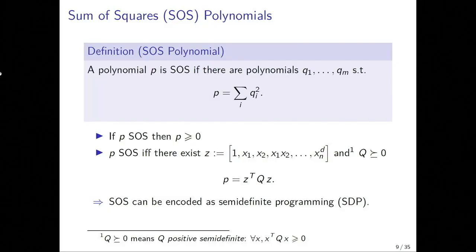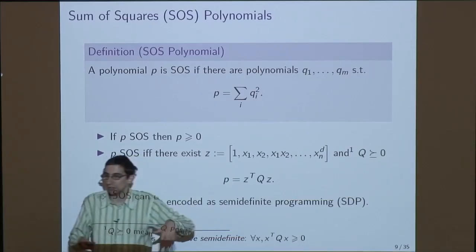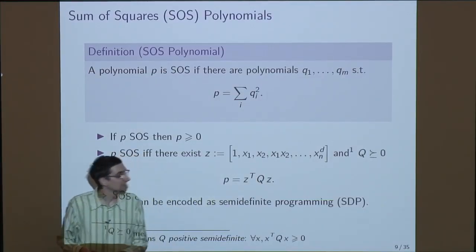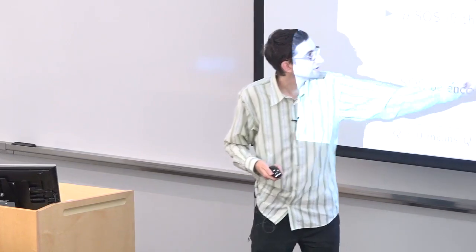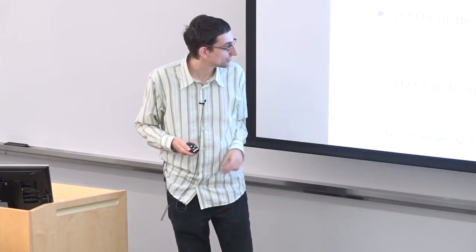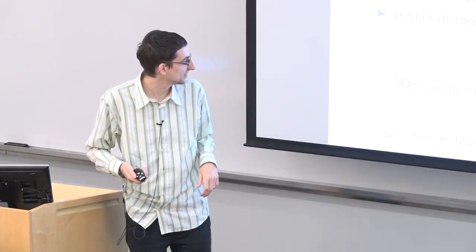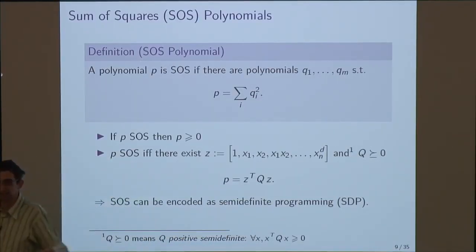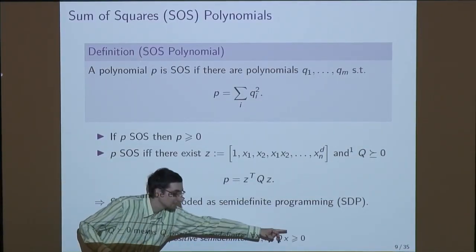And the nice thing is that p is a sum of squares if and only if I can write it as the product of a vector with all the monomials I need on the left and right, and a matrix in the middle that is positive semidefinite. Just recall, a matrix is positive semidefinite if and only if when I multiply it by any vector on the left and right, the scalar I get is non-negative.